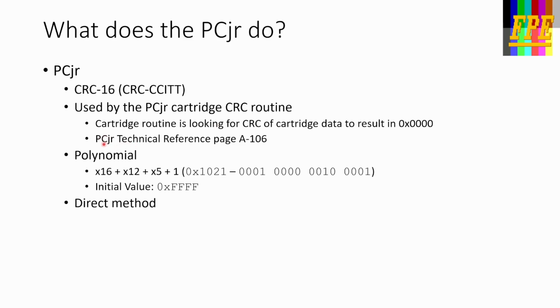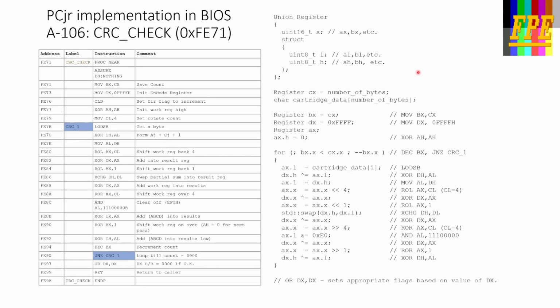And you can find the algorithm that I'm about to go over here in the PCjr Technical Reference Manual, page A106. And specifically the polynomial is the one I've been using as an example, x to the 16, x to the 12, x to the 5 plus 1, or 0x1021. It does use an initial value of FFFF, and it is using the direct method. All right, so for those of you who are still with me here, we are finally going to start looking at the PCjr implementation.